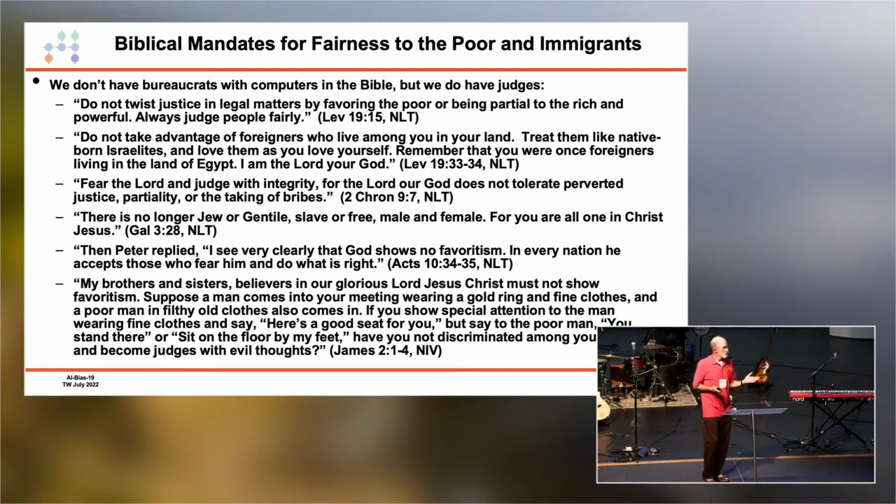Now, if we look to biblical mandates for fairness, I think in this group, people realize that we don't have bureaucrats with computers in the Bible, we do have judges. And I got 3 Old Testament, 3 New Testament. Don't twist justice being partial to either favor the poor or the rich. And then don't take advantage of foreigners. And the Chronicles one is charged to new judges. Fear the Lord, judge with integrity. The Lord God does not tolerate perverted justice, partiality, or the taking of bribes.